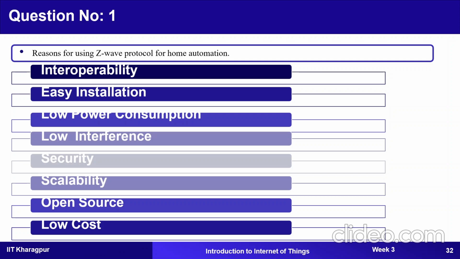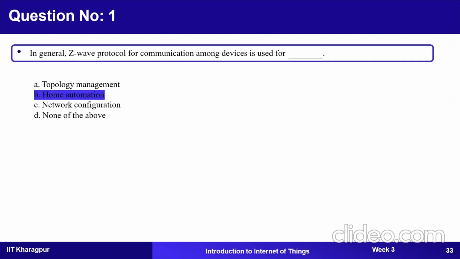Next point is low interference. In order to exchange the messages, the interference faced by the devices is very low in case of the Z-Wave protocol. Next one is security. So the Z-Wave protocol provides secure communication between your devices. Then next is scalability. It also supports scalability. It is open source, and it takes very low cost in order to use Z-Wave for home automation. So basically the correct option for this question is home automation. So the Z-Wave protocol for communication among devices is used for home automation.